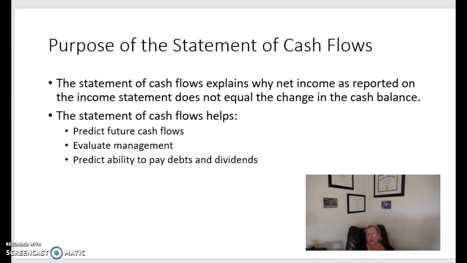So it helps us to predict future cash flows. It helps us to evaluate management. Are they doing their job properly? Are they achieving the results that you want to see? And very importantly, it predicts the ability to pay debts and dividends.